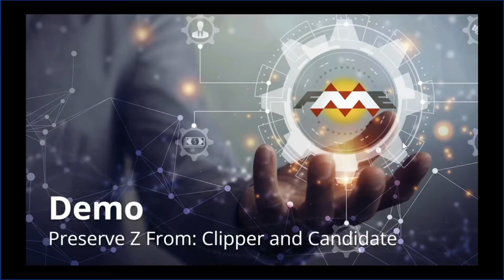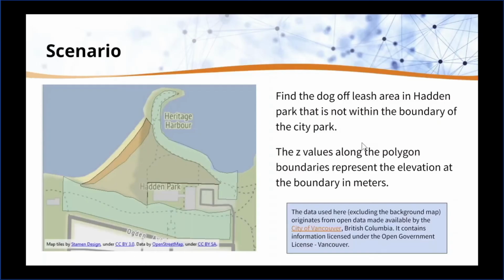All right, I also have another scenario about the area on area Z value parameters, and I'm going to set the scene. So in this case, I have two polygons. I have the dog off-leash area in Haddon Park, that's the orange polygon, and I have the boundary of the city park, which is a teal polygon. And I am looking to find the portion of the dog off-leash area that is not within the boundary of the city park, so I'm looking at the outside portion.